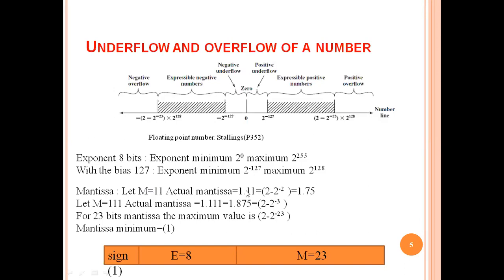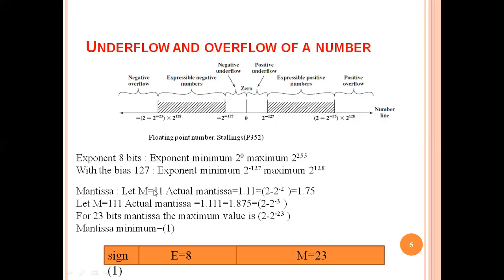Now the actual mantissa will be 1.11. Now see here, 1.11 we can represent as 2 minus 2 to the power minus 2. You calculate, you will get 1.75. Similarly, if the mantissa is 111, the actual mantissa will be 1.111. That means 1.875. This is the binary number, and this is the decimal. So this number should be equal to 2 minus 2 to the power minus 3.